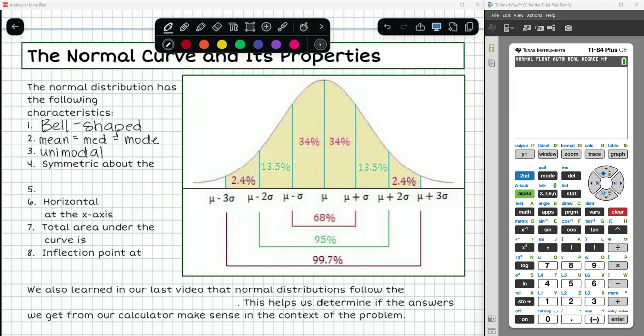And 4, we know it's symmetric. Very specifically, it is symmetric about the mean. If I fold that curve about its mean, I should get two perfect mirror images.